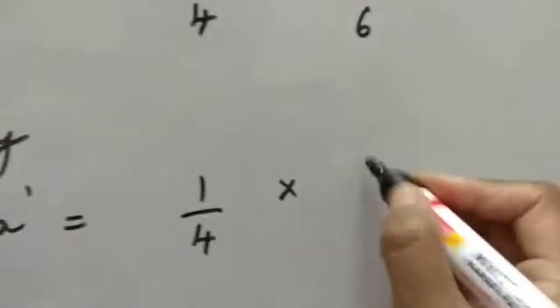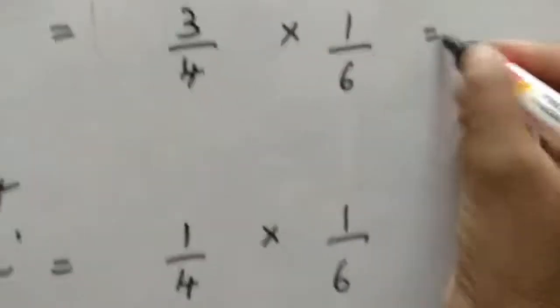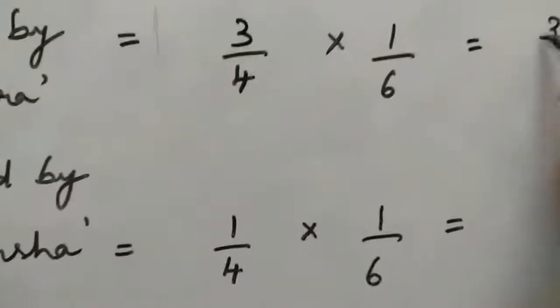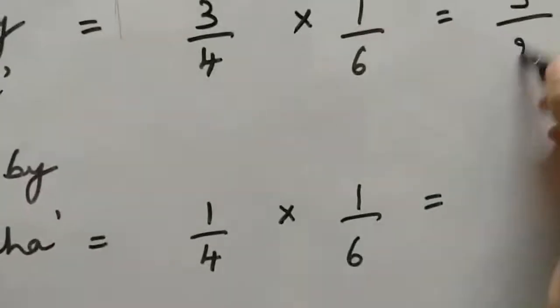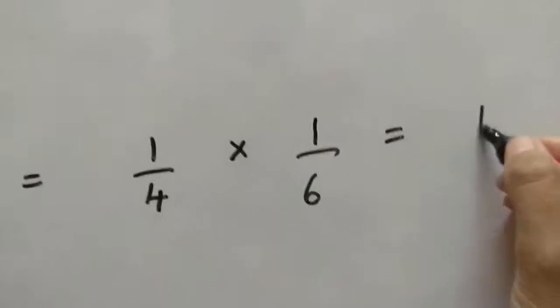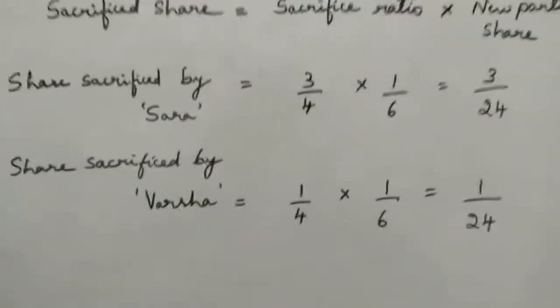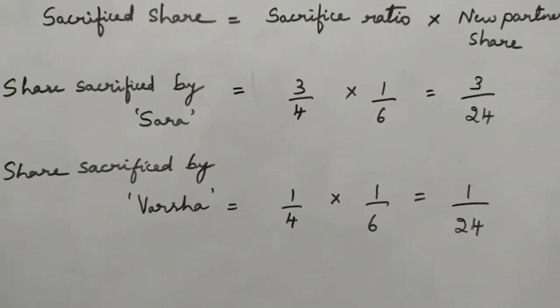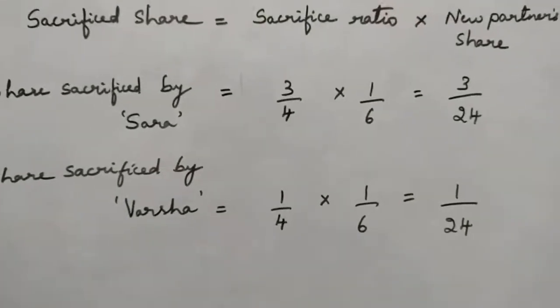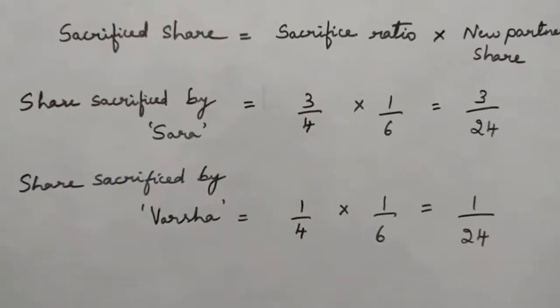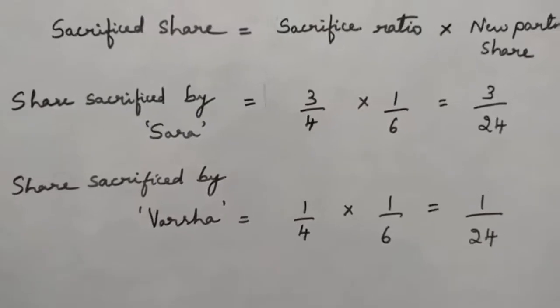The new partner's share given in the question is 1/6. So 1/6. As I said, when there is a product symbol, we need to go for direct calculation. 3 1s are 3, 4 6s are 24, 1 1s are 1, 4 6s are 24. So we found the share sacrificed by Sarah and Varsha, which is 3/24 and 1/24. Now, using this, we are going to find out the new profit sharing ratio.